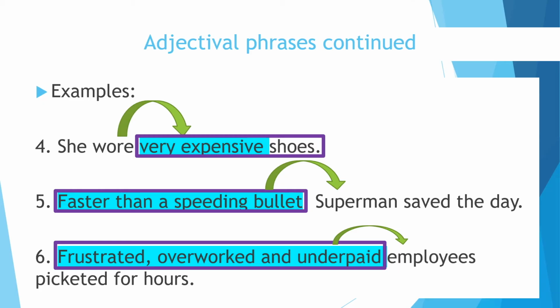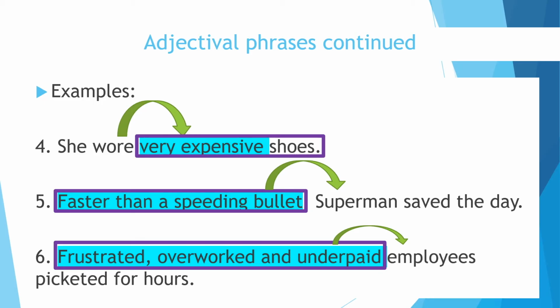Very expensive can be taken out of the sentence and it still will make sense. She wore shoes. This is still a grammatically correct sentence and it contains a finite verb. If you'd like to test this, use SNT to find out. Now, is this phrase adjectival, very expensive? Very expensive tells us more about she. Therefore, very expensive is an adjectival phrase.